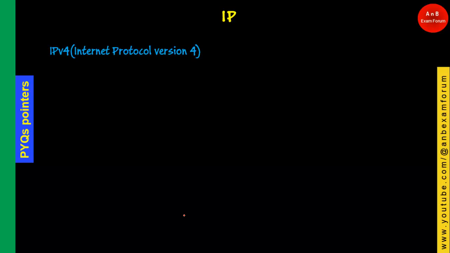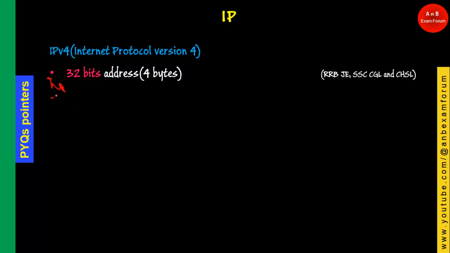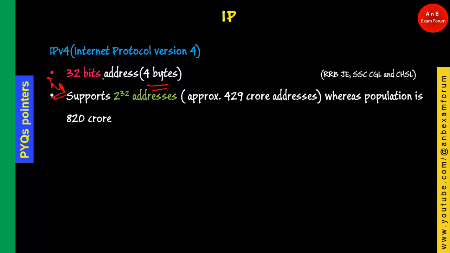So the first one is IPv4, that is Internet Protocol version 4. You should remember it is a 32-bit IP address or 4 bytes. Okay, a 32-bit address, and since it is a 32-bit address, it can support 2 power 32 addresses, approximately 429 crore addresses. I repeat, since it is a 32-bit address, it can support 2 power 32 addresses all over the world.